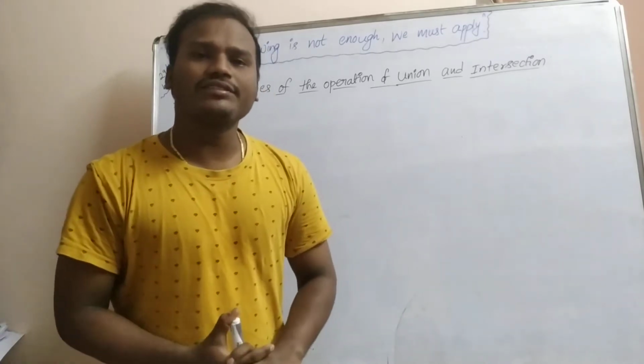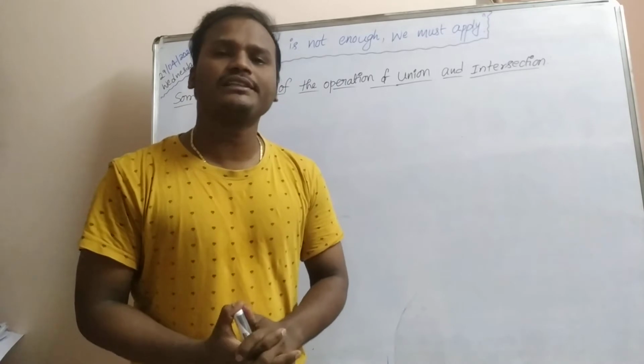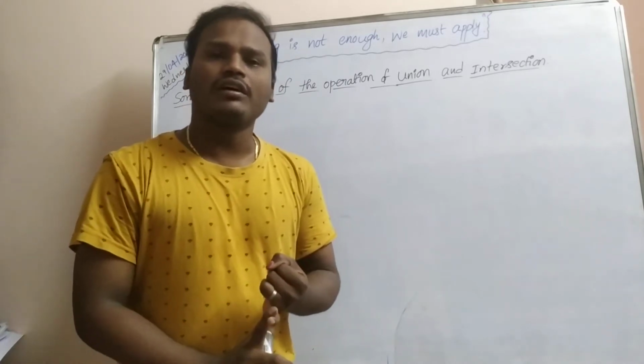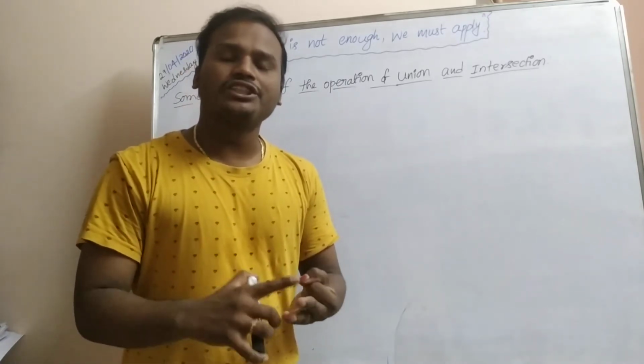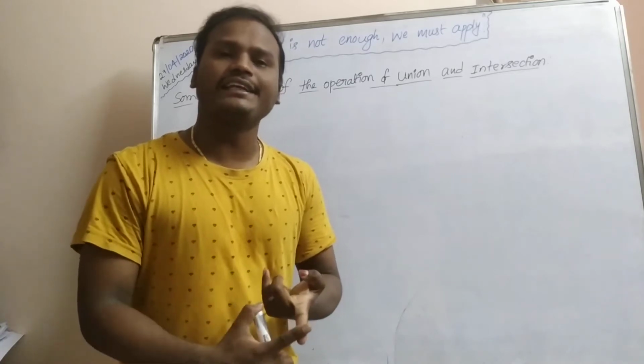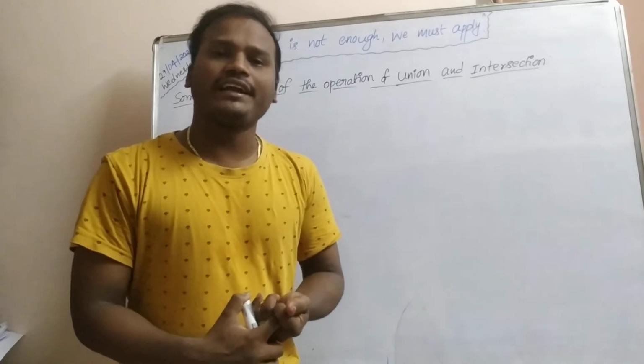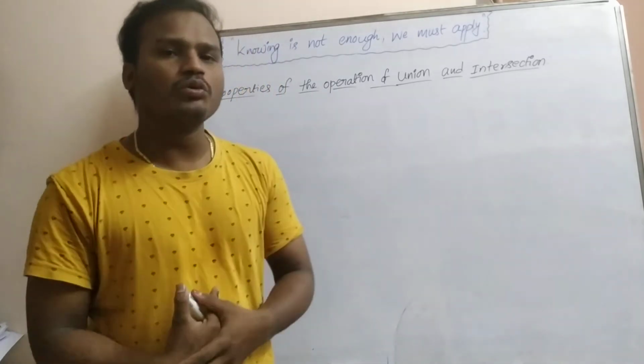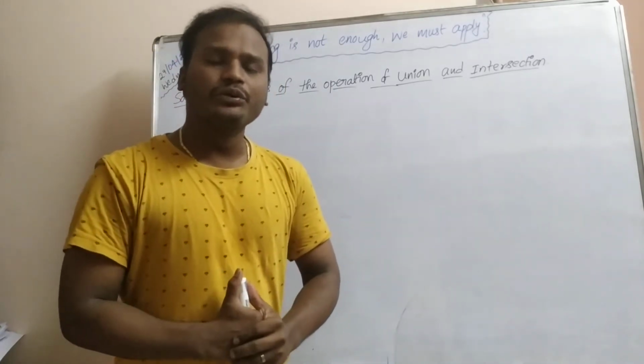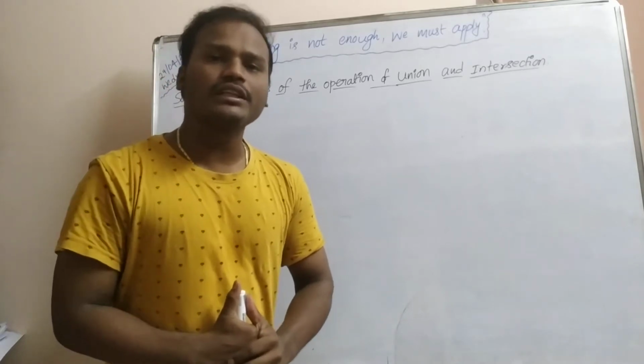What are the properties we have learned in numbers? The commutative law, associative law, distributive law, and the law of identities. We have learnt additive identity and multiplicative identity. Similarly, we have a few properties related to union and intersection. Let's go with them one by one.